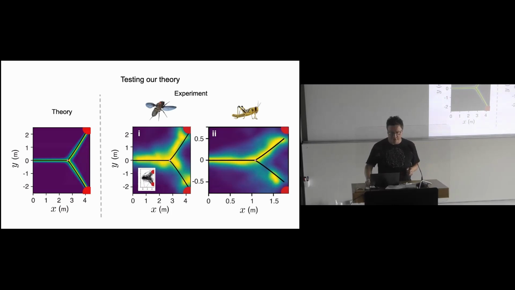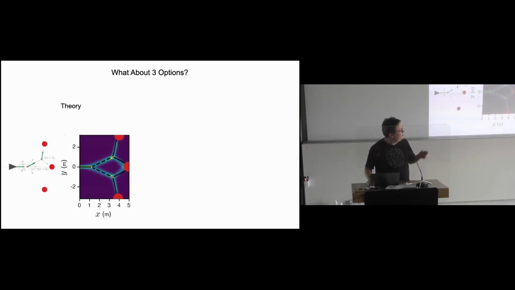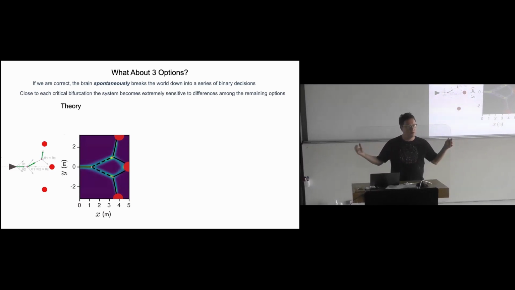But what was even cooler and kind of unexpected to me is what happens with 3 options. I figured that the rightmost option would cancel the leftmost option and they would just go down the middle. And that indeed is what all existing models, vectorial models, including my flocking model, by the way, does. But the theory here predicted something different. It predicted that if we're correct, the brain spontaneously breaks this down into a series then of binary decisions. And at each critical point, the brain will be incredibly sensitive to any differences between the remaining options. So it turns this complex world into a series of binary decisions. And also, I'll show in a moment, works with any number of decisions.